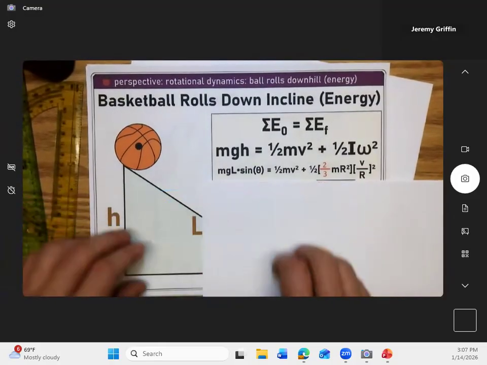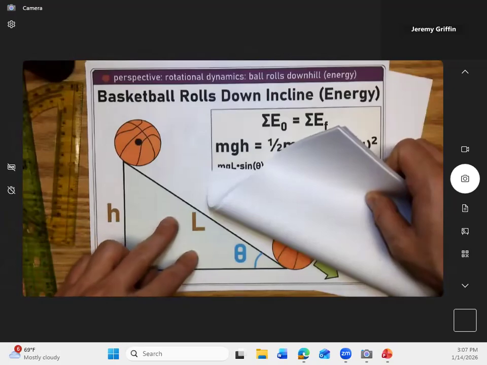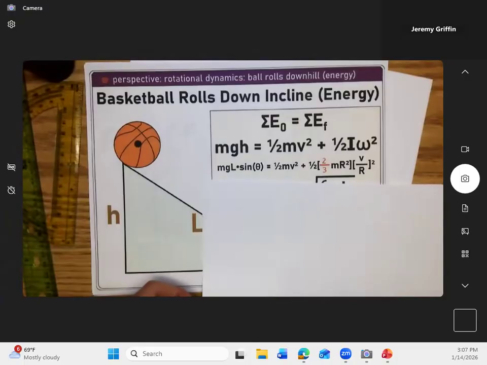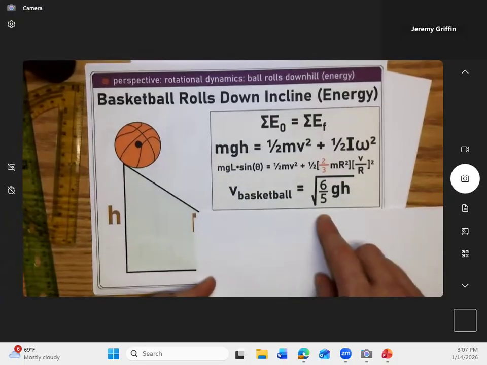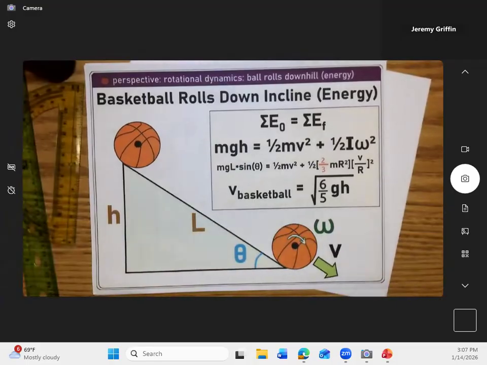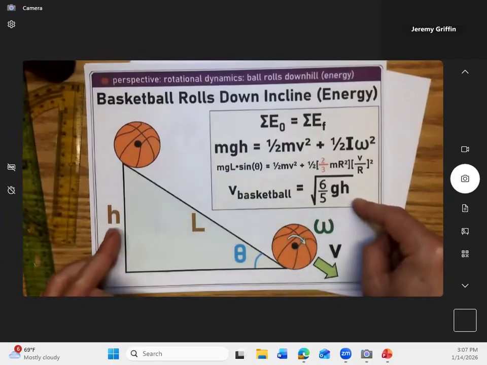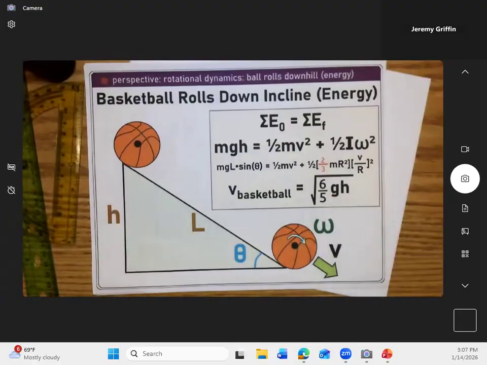By the way, a real side thought: is h equal to L times sine theta? Is that true? I did put that here. It may be helpful depending on what you're given. Anyway, if you do some algebra, this ends up being the linear speed of the basketball at the bottom. If you point a radar gun right at the center, it's going to read whatever that is. So whatever the height is, and the gravity field, you take the square root of 6/5 gh for a basketball.